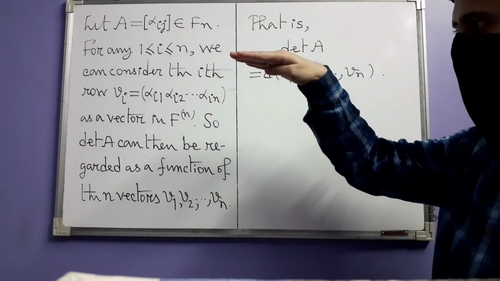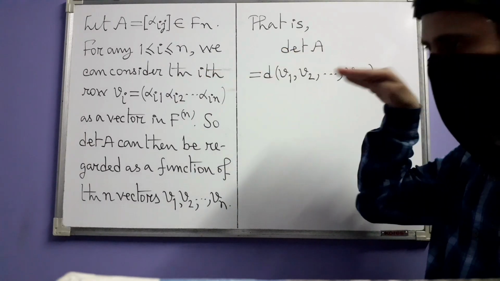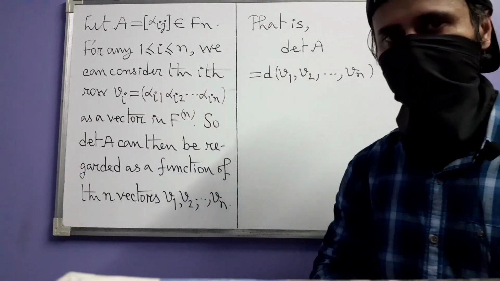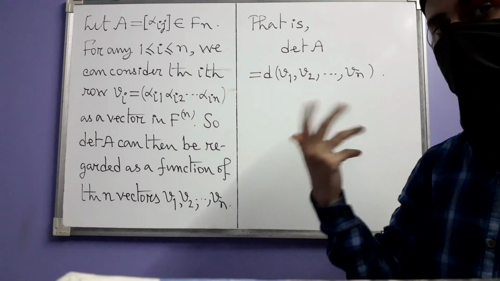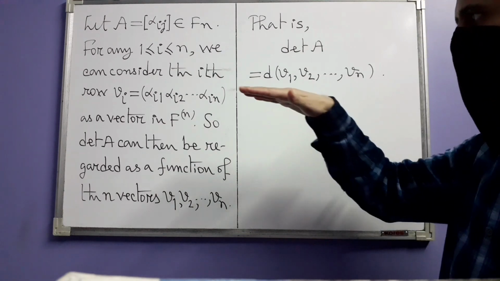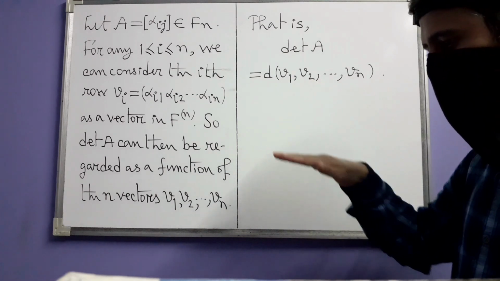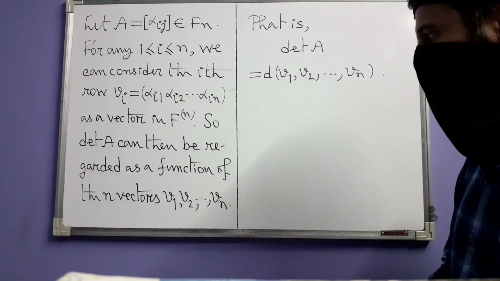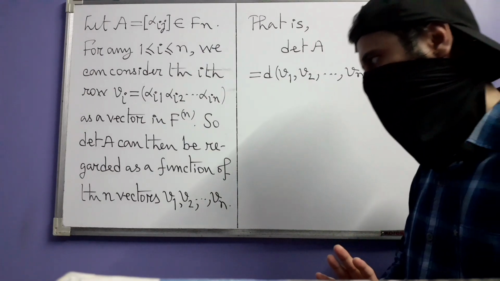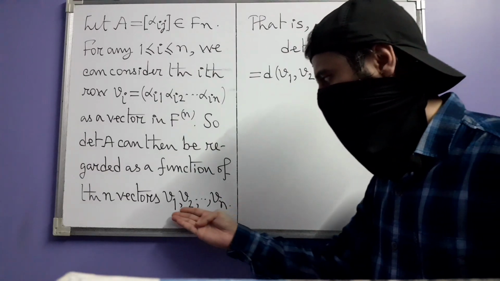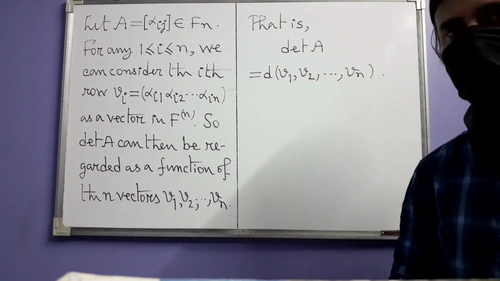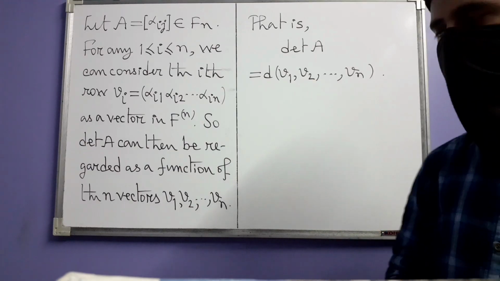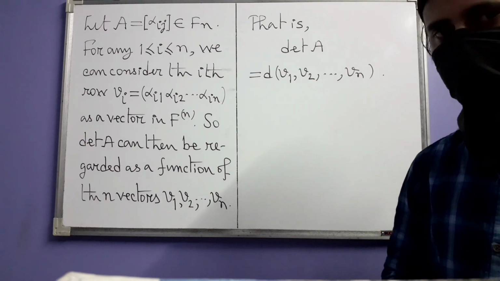There is a first row which is a vector, and we are calling it V1 because the ith row is being called Vi when it is being thought of as a vector. The second row is V2, like that the bottom row is Vn. So we can then think of the determinant of A as a function of these vectors themselves. And when you think of determinant like that, many properties come out additionally.